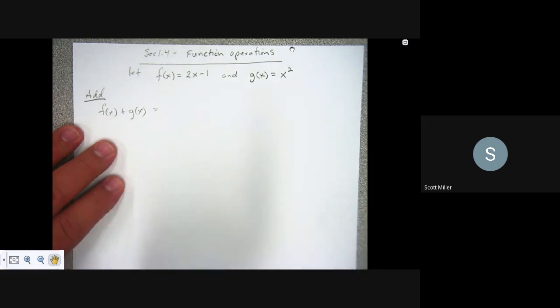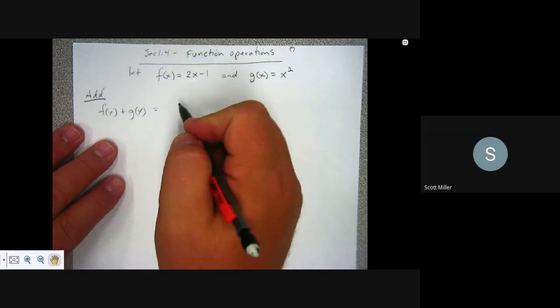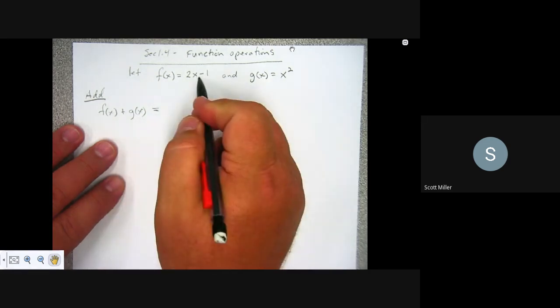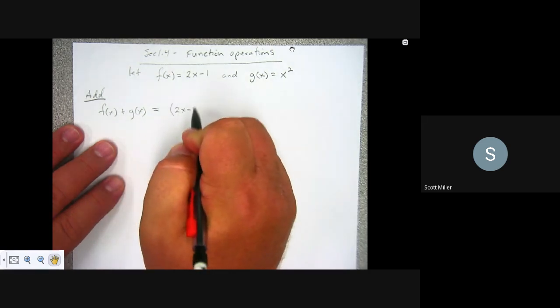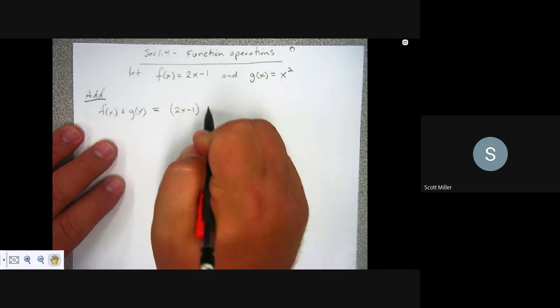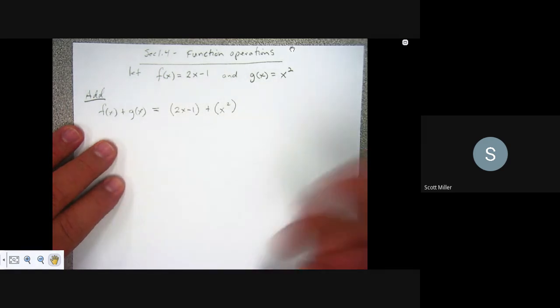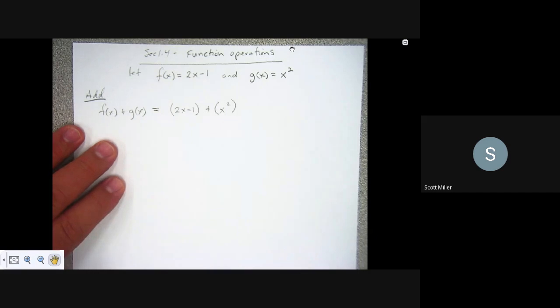You can remove them once you see what it looks like, using the proper order of operations, for signs and issues, but always put them in parentheses. Don't just write them blankly. So this right here is f, so I would write (2x minus 1) plus, and then g is (x squared). If you write it like this, you'll usually avoid a lot of issues that a lot of people have, okay?